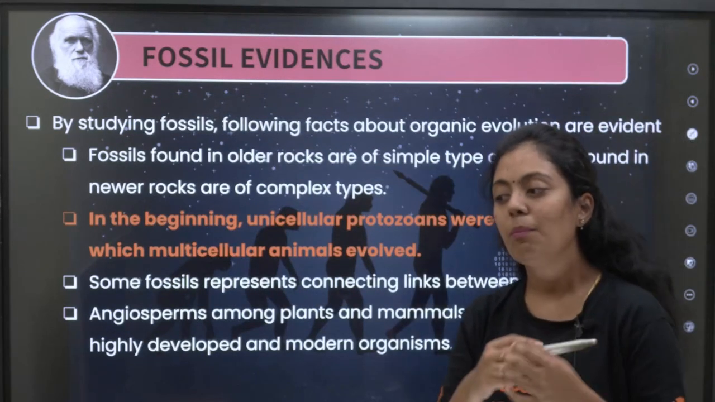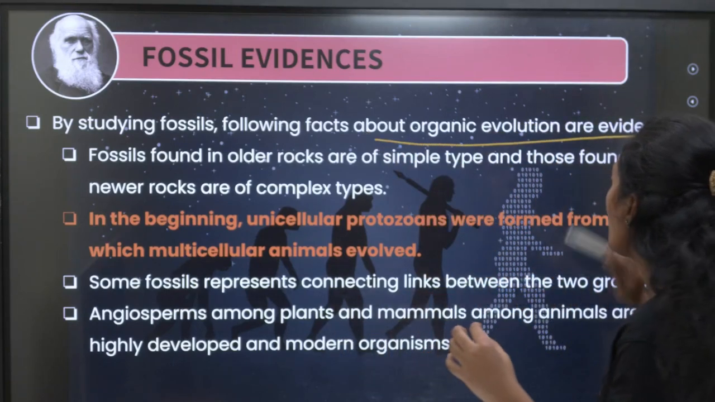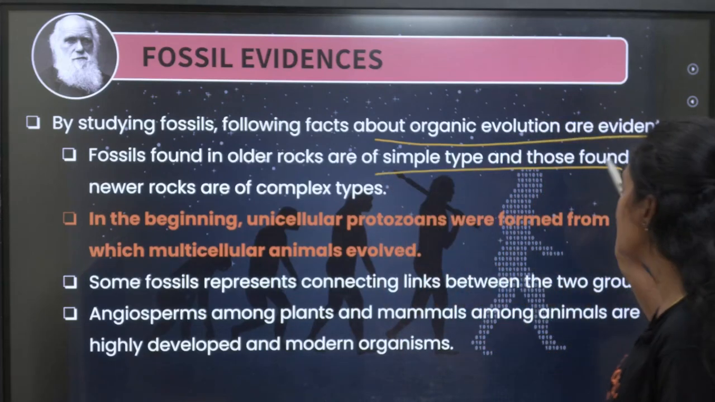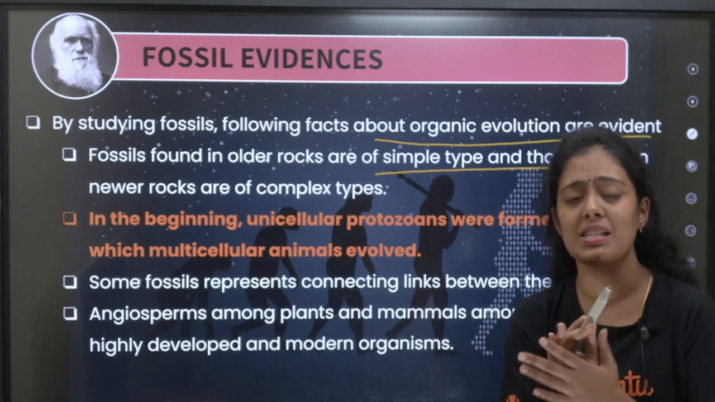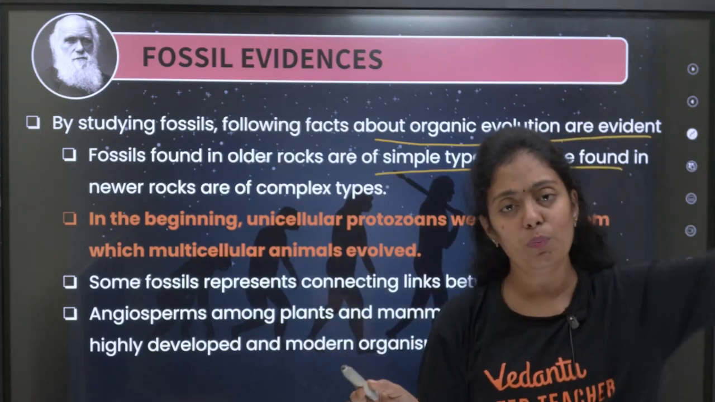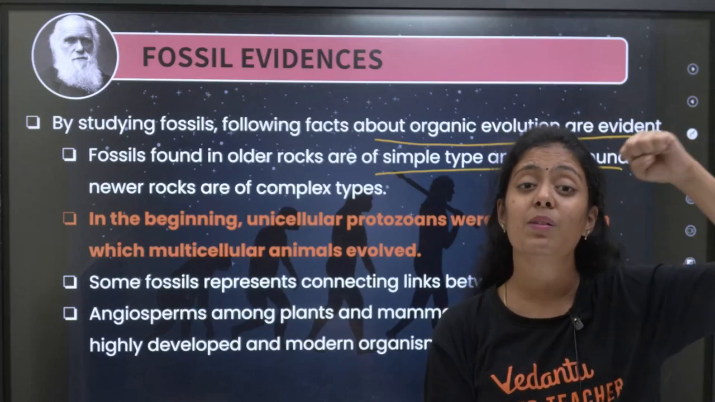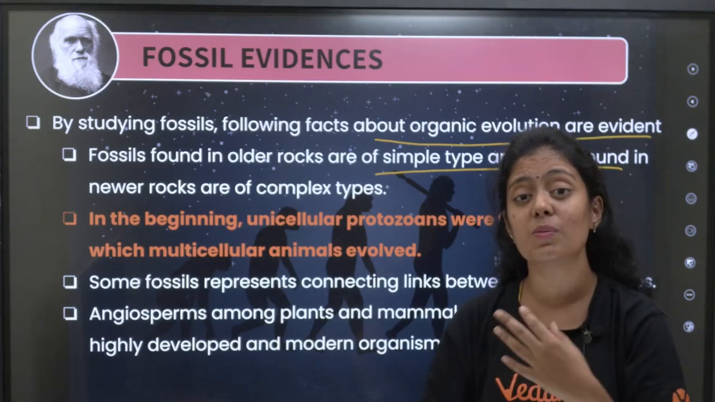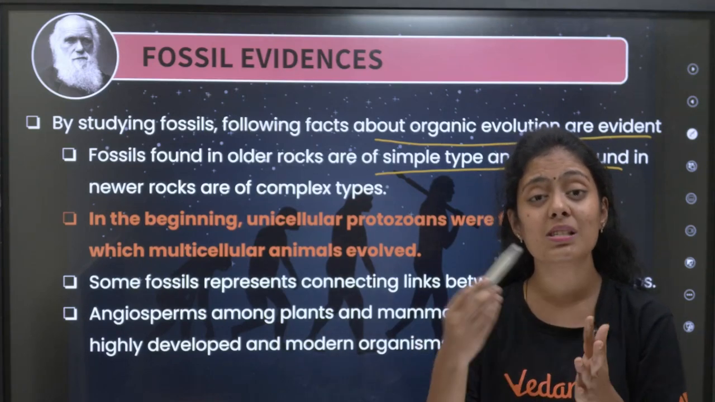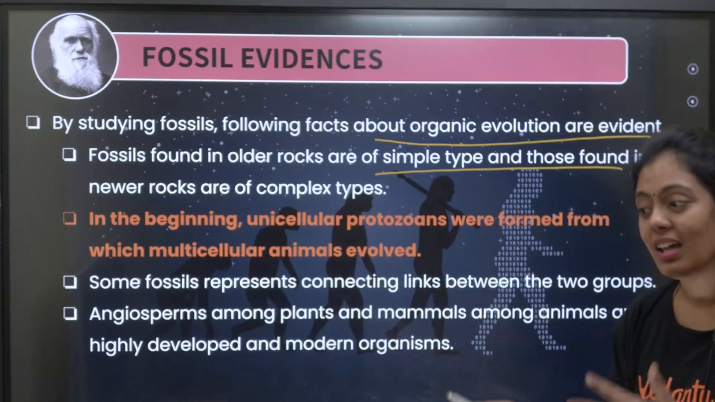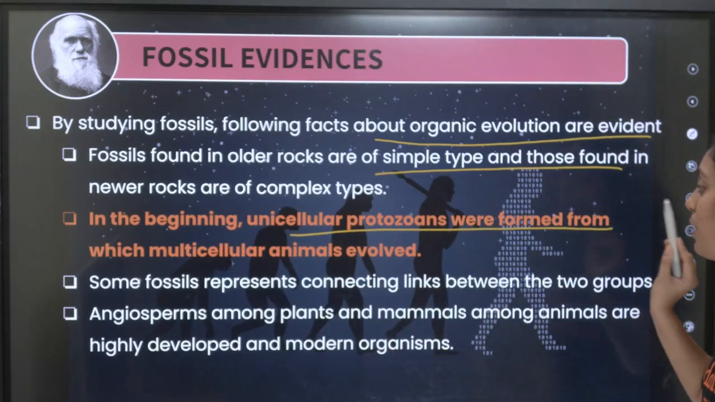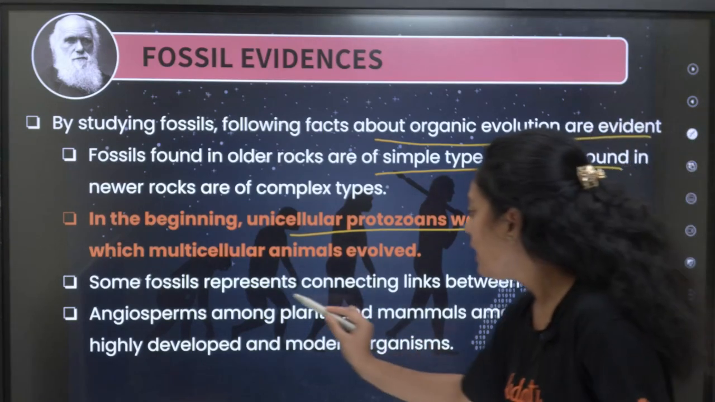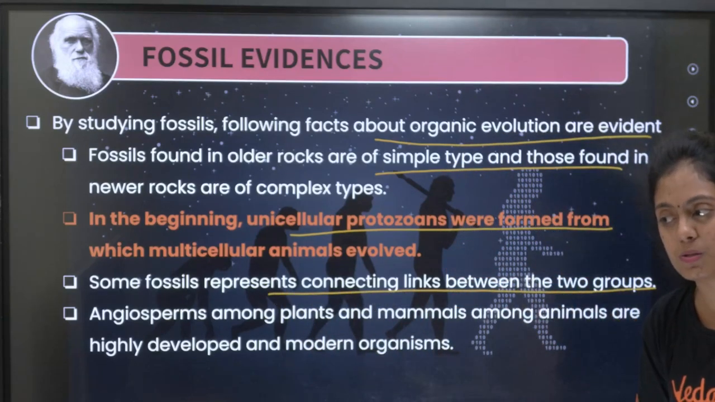Fossil evidences. By studying fossils, the following facts about organic evolution can be found. Fossils found in older rocks are of simple types and those found in newer rocks are of complex types. So in very old rocks from ancient times, the organisms were very simple. If a fossil was formed recently, the organisms were more complex. So what you see is that the complexity is increasing. In the beginning, unicellular protozoans were formed from which the multicellular animals evolved. This is obvious. Some fossils represent a connecting link between two groups.